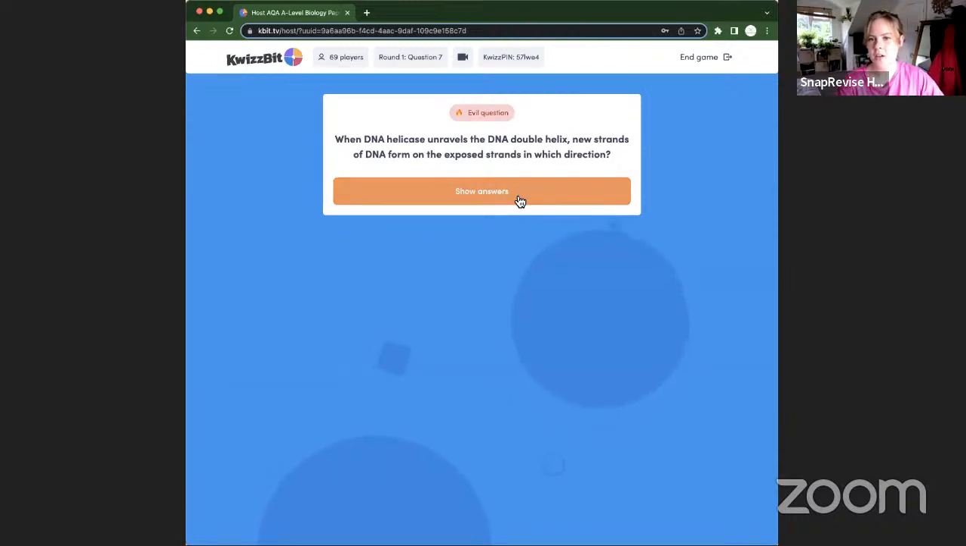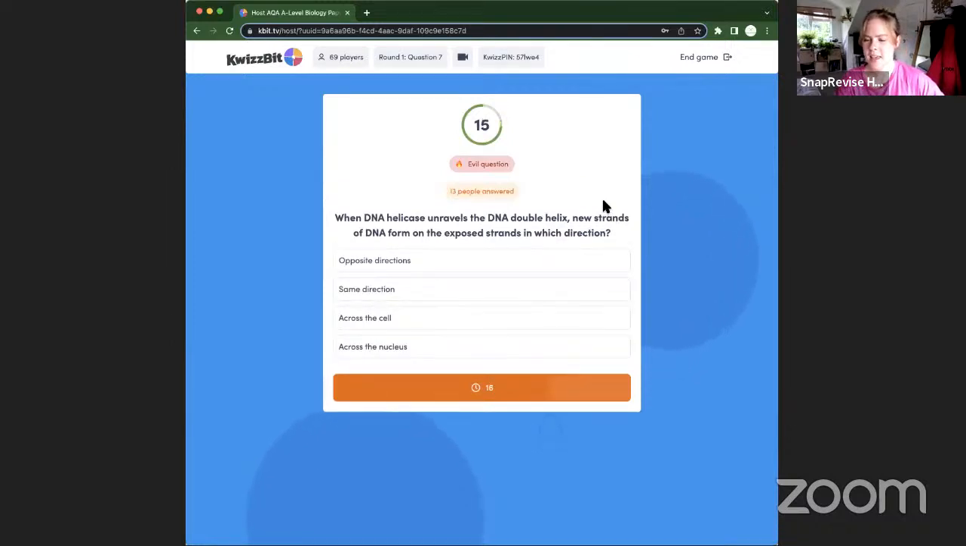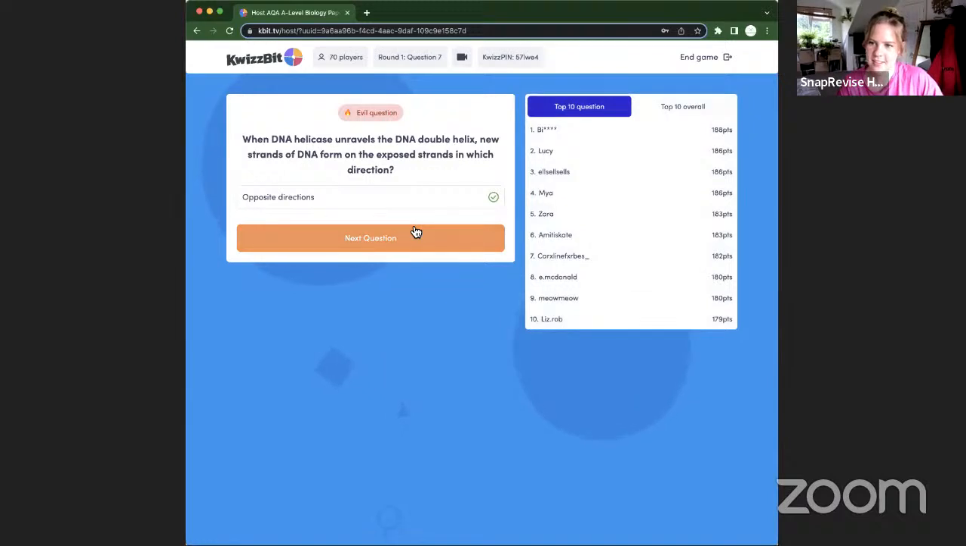So when DNA helicase unravels the DNA double helix, new strands of DNA form on the exposed strands. In which direction? I did write some of these questions with kind of an examiner's hat on. Some of them are to catch you out. The prosthetic group, for the last question, is just a non-protein molecule that binds to a protein, to protein chains. Okay, the answer for this one is opposite directions.